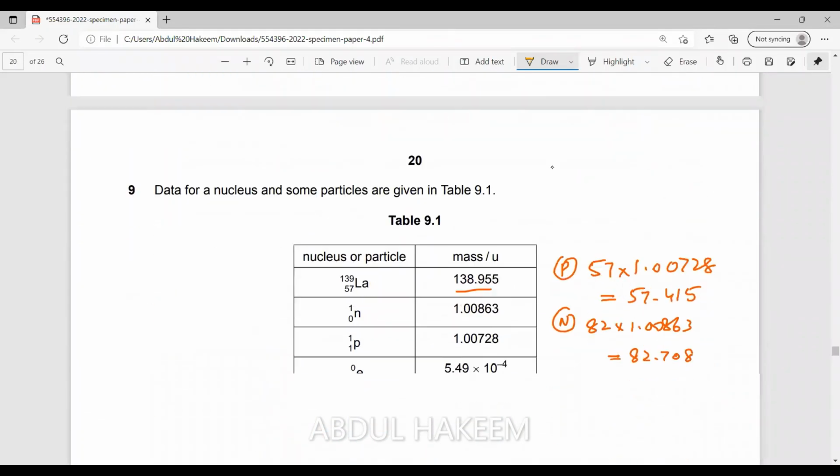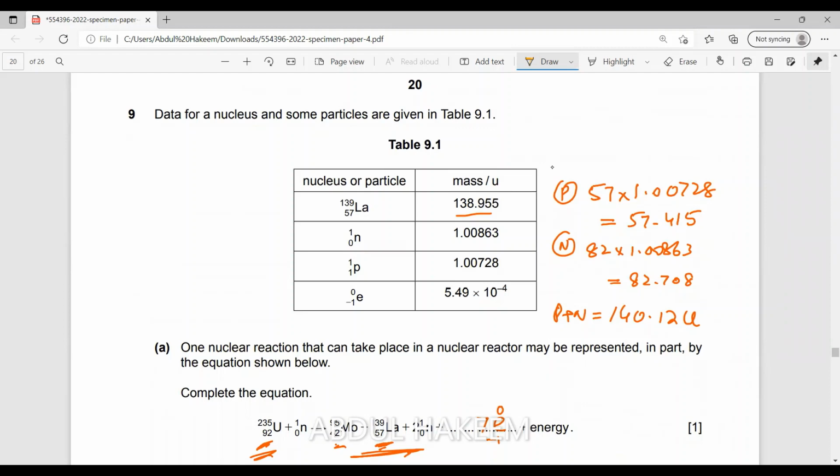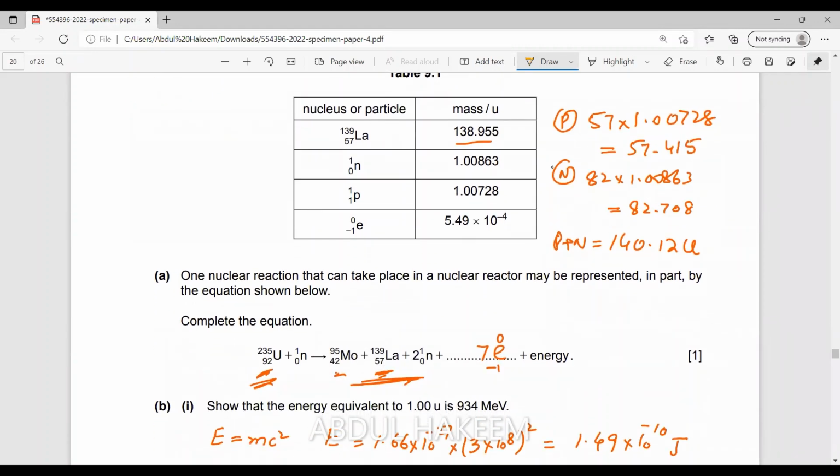And the next is data for a nucleus and some particles are given. Look, this is the data. One nuclear reaction that can take place may be represented in part by the equation shown. Complete the equation.